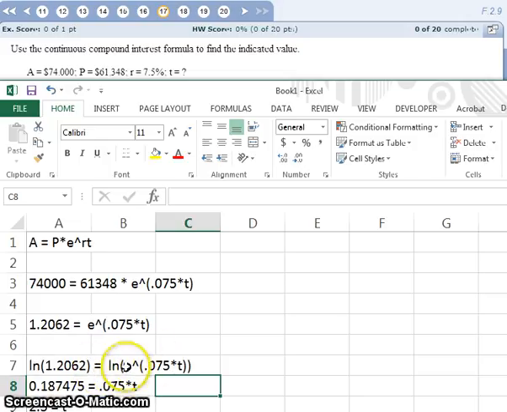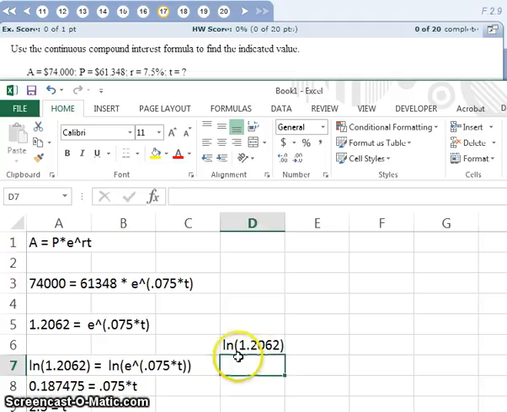And when you do it on this side, the natural log and the E raised to an exponent cancel out, so you're just left with what the exponent is. And over here, use a calculator to get this value. And now to solve for T, you just need to divide by 0.075, and there's your answer.